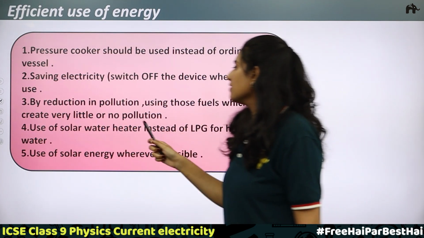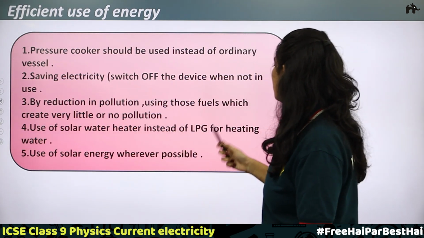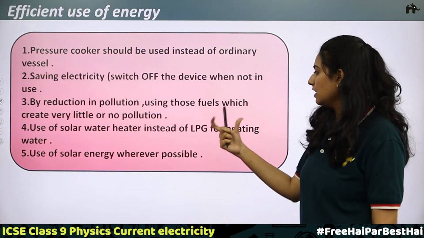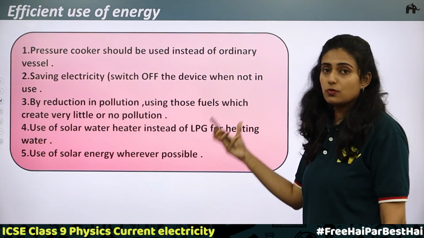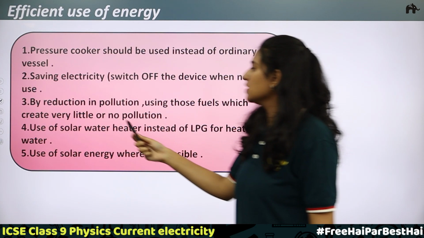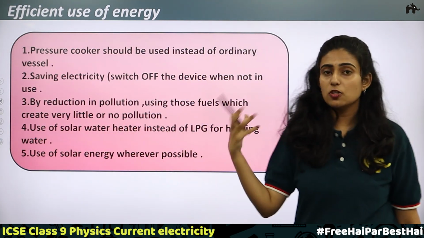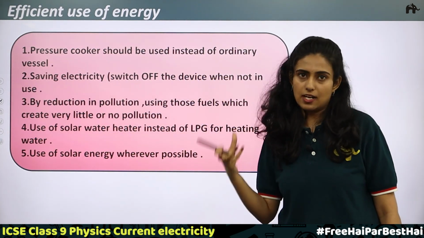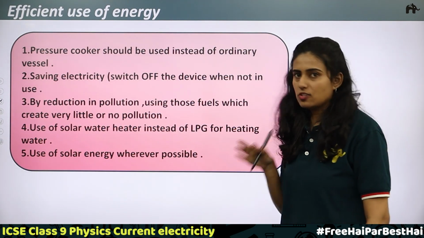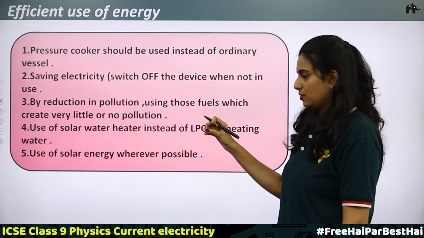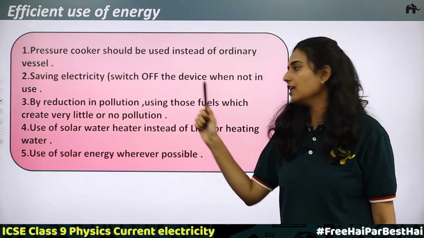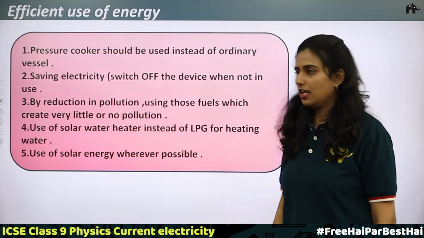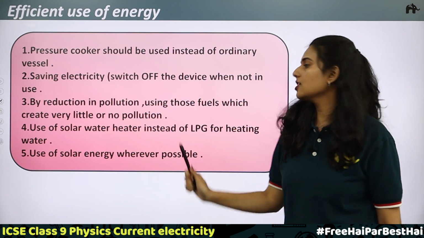Next, the fourth one, use of a solar water heater instead of LPG for heating water. In the case of LPG, it is causing pollution and there is wastage of energy as well. So you have to switch to a solar water heater because here the source is the sun. Solar energy will never get exhausted until the end of this universe. Till the end of this universe, we will be having the sun and hence solar energy will be available. So use a solar water heater instead of LPG.